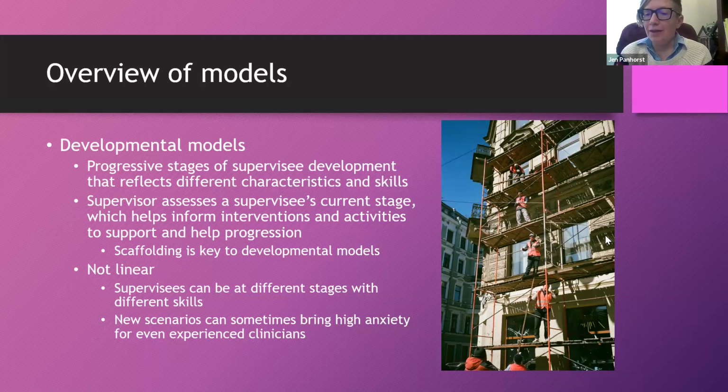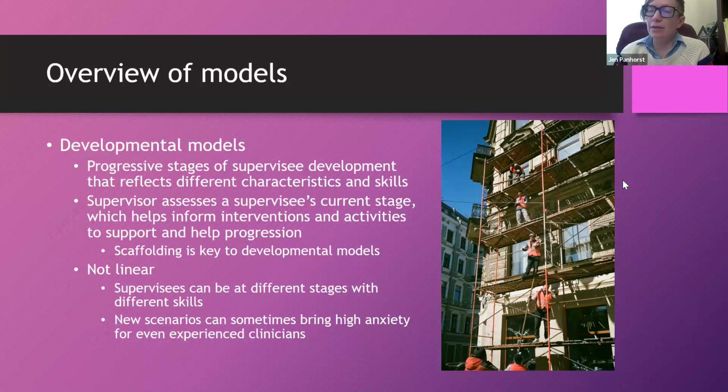This is why we've got a picture here of said scaffolding. You're going progressively further up. That said, even with that image in mind, we're not talking about a process that's necessarily linear.